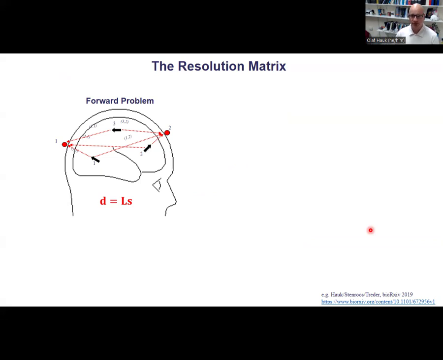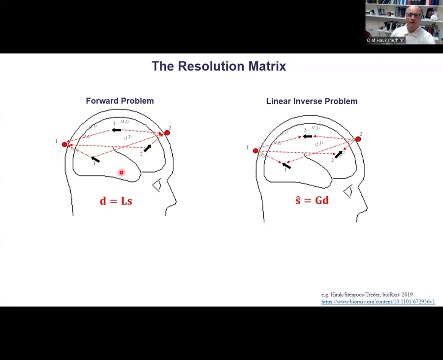The resolution matrix is the absolute central concept if you're approaching linear inverse problems. We've seen the forward problem already: D equals lead fields times sources. This time I call the sources S, just to confuse everybody a little bit more. We want to approach the inverse problem with linear methods. So what we are hoping for is an estimate of the sources, the hat stands for the estimate, with some sort of inverse matrix G, for generalized inverse, that we multiply with our data in order to get our estimate.